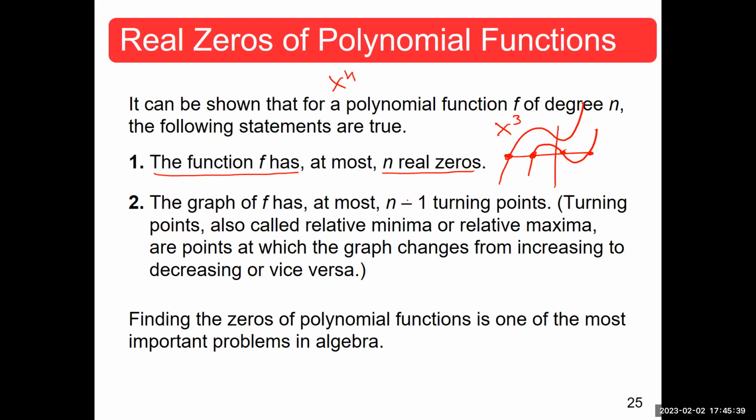Well, if I subtract 1 from n, that tells me how many turns I have in the function. So with x to the power 3, 3 minus 1 gives me 2. Oh, it has 2 turns, this is 1 turn and this is 2 turns. If x to the power 2, how many turns? 2 minus 1 equals 1 turn. We know that a parabola has only 1 turn.